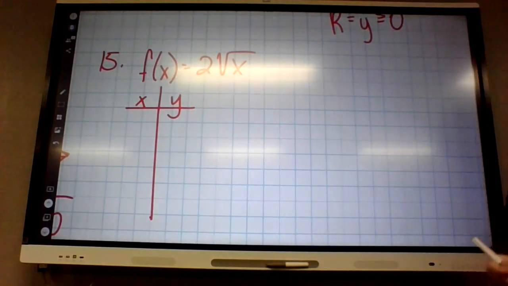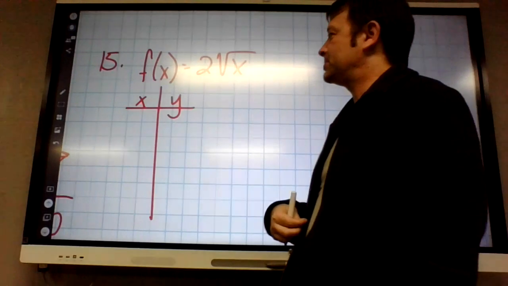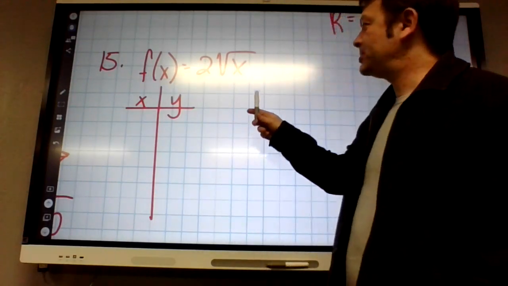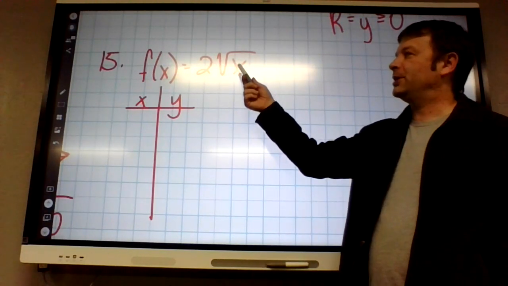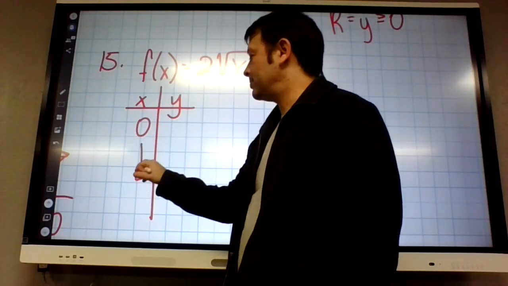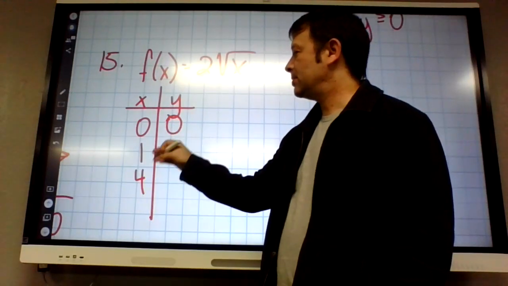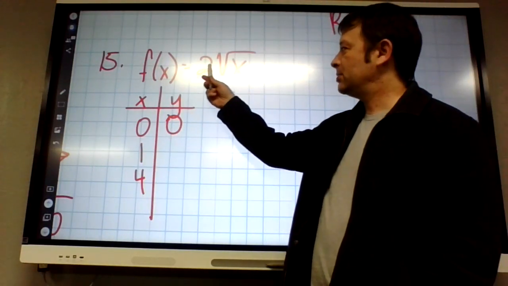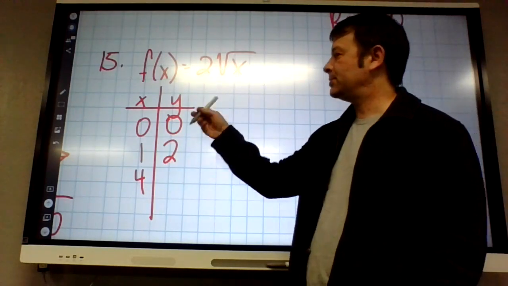What do you guys think the 2 is going to do to this graph? Twice as steep, you could say. It'll be twice as tall. What would be some good x values to plug in? 0, 1, and 4 again, because it's just square root of x right here. So these have some nice square roots. Square root of 0 is 0, 0 times 2 is 0. Square root of 1 is 1, 1 times 2 is 2, square root of 4 is 2, 2 times 2 is 4.